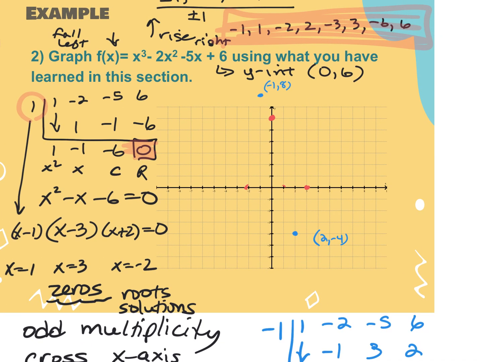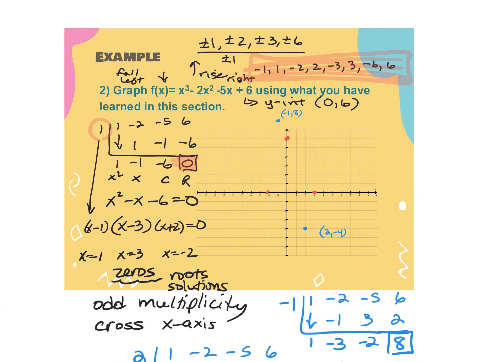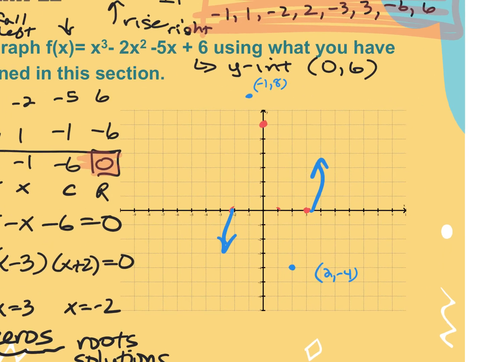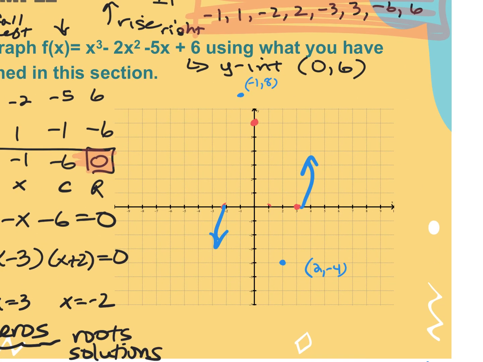So now, again, let me add in the end behavior. It's falling to the left, rising to the right, and now I can connect the points. It's going to come all the way up here to the -1, 8, and then it's going to come back down, hit that, and then back up to that 0.